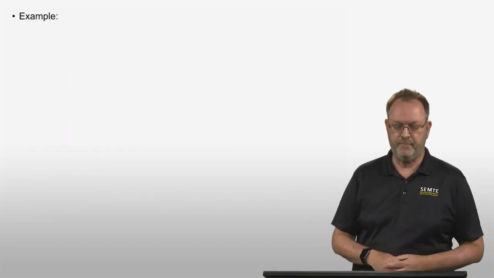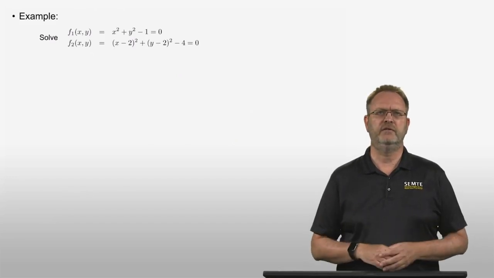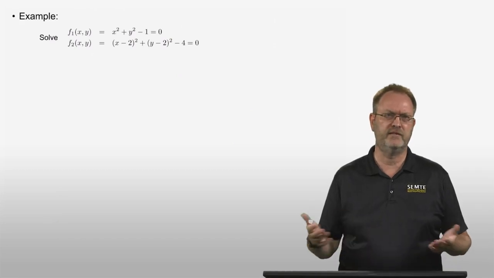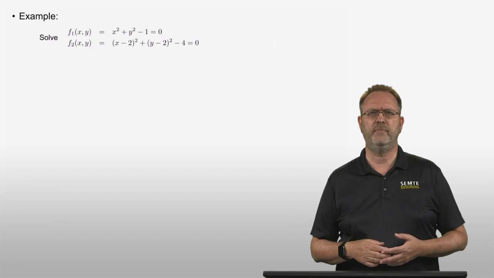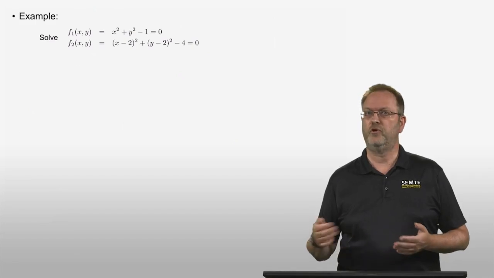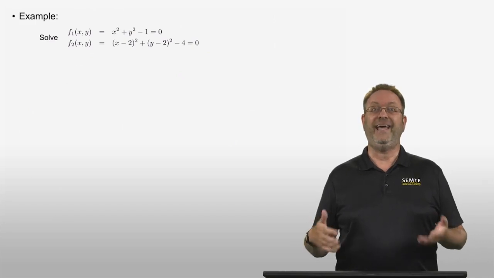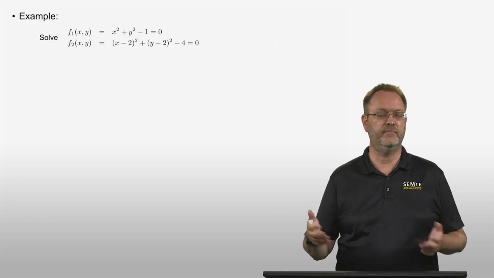Okay, let's do an example for two nonlinear equations. Here's an equation f1: x squared plus y squared minus 1 is equal to 0. And a second equation: (x minus 2) squared plus (y minus 2) squared minus 4 is equal to 0. And the task is to find the x and y that solve both equations simultaneously.